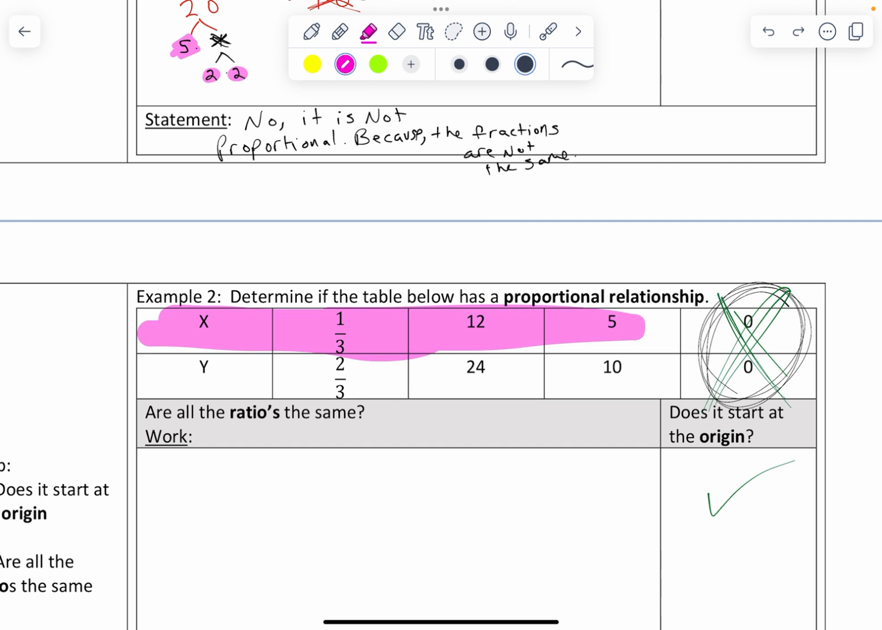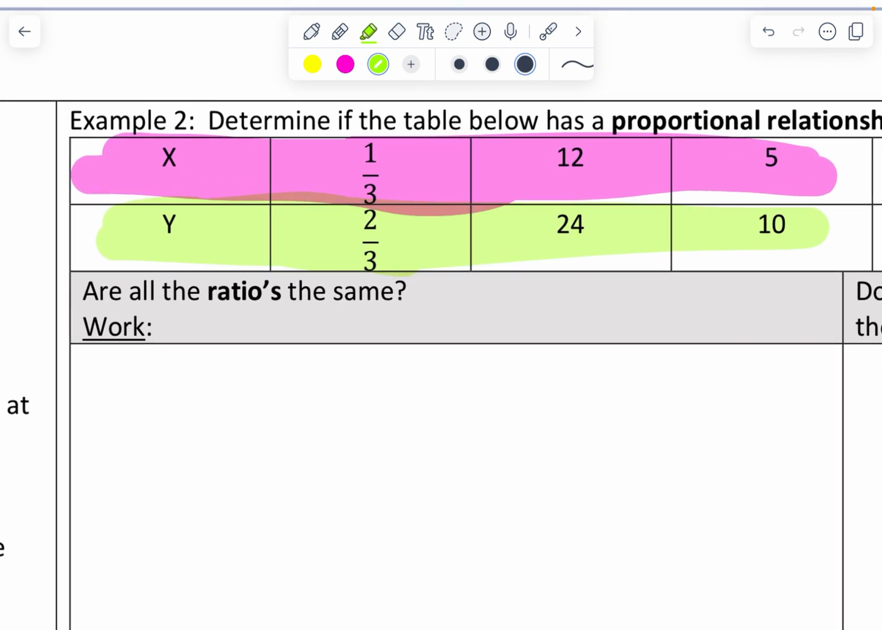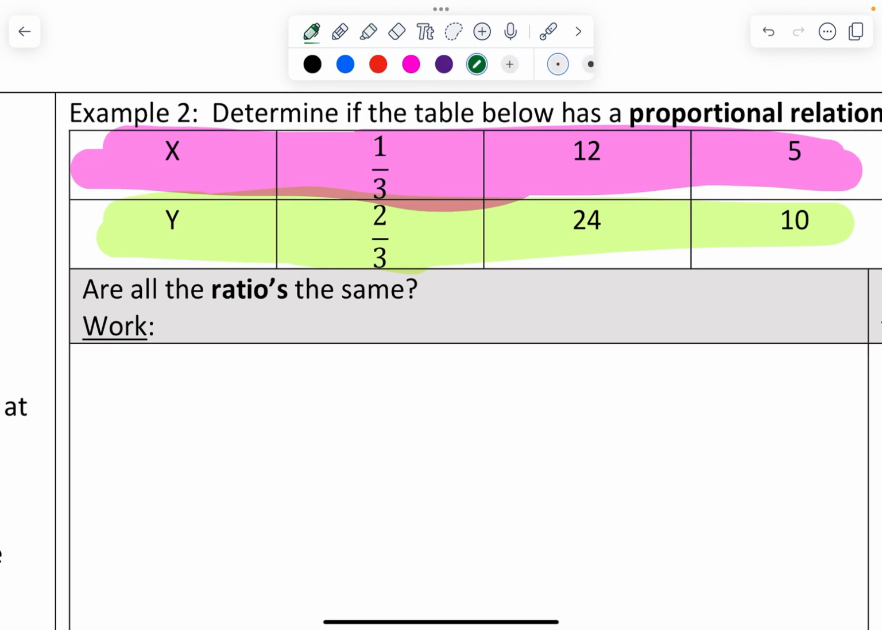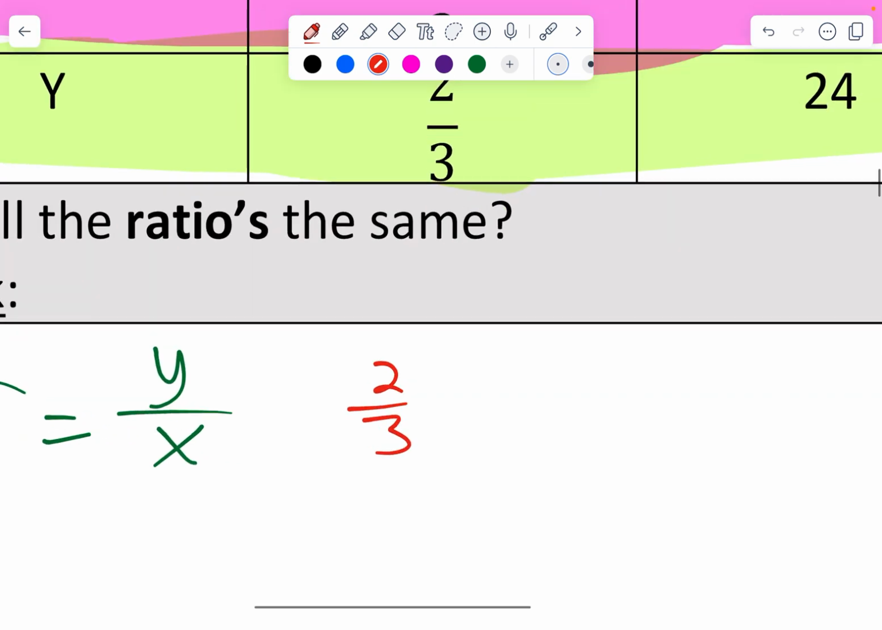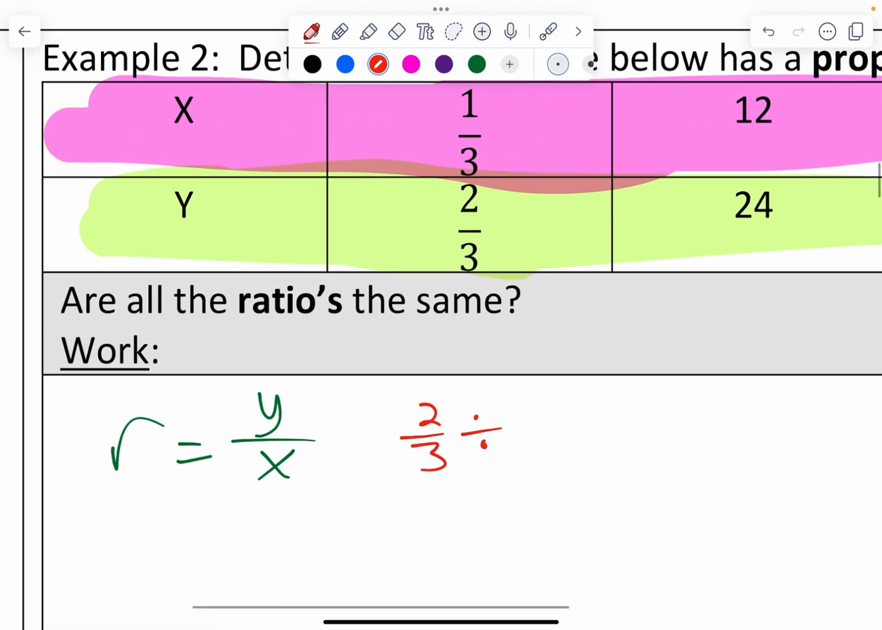All right. So this first one, the second one. All right. Well, r equals y over x. The y value goes first. Okay. So that's 2/3. Now with fractions, I'm going to write this out a little differently just because I don't want to put them on top of each other. I'm going to write it out this way. Only with fractions though. Okay?